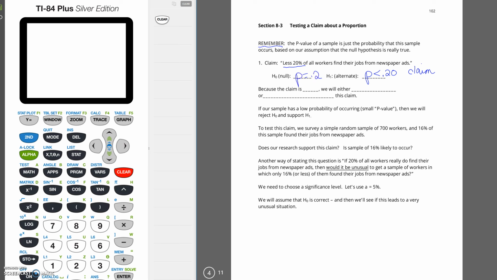Okay, so also to remind ourselves, since the claim is our alternate hypothesis H1, we'll either support or fail to support. Another way of saying that is not support this claim. So if our sample has a low probability, meaning P is less than alpha, then we will reject H0 and support H1.